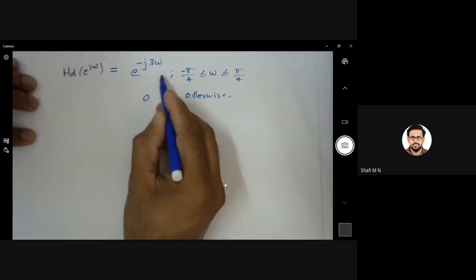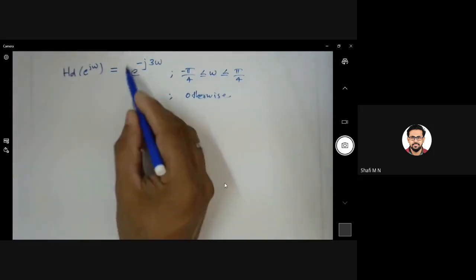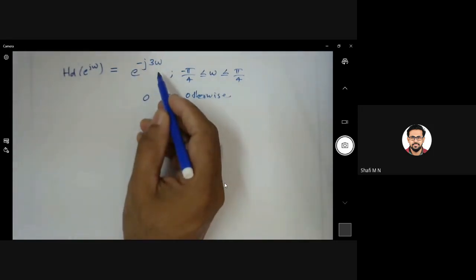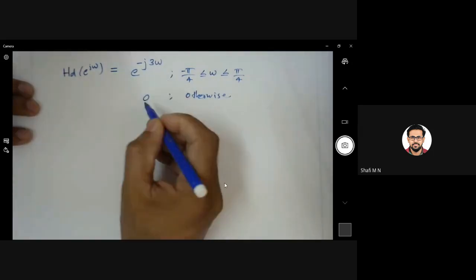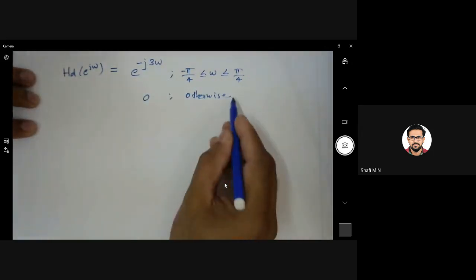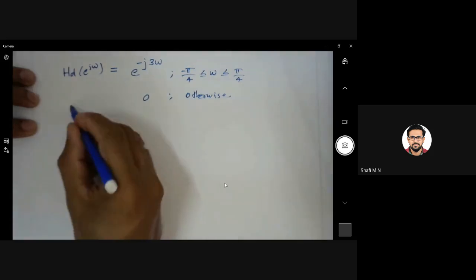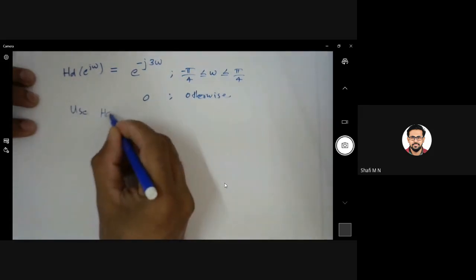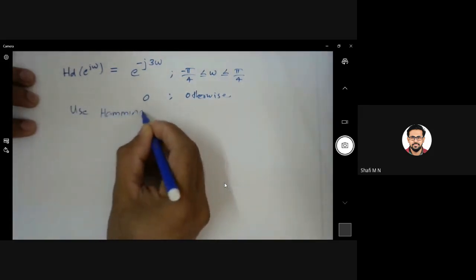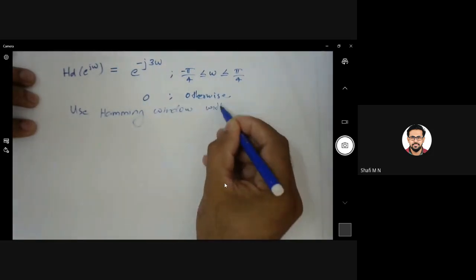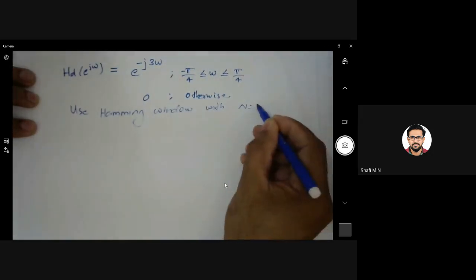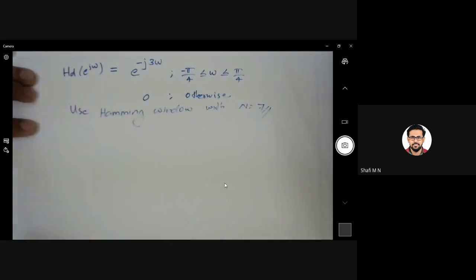So ഇവിടെ സ്പെഷ്യാലിറ്റി ഇതാണ്. ഇത്രയും നാൾ നമ്മൾ 1 ഇട്ടാണ് ചെയ്തത്. Now it is e raised to minus j3 omega. ഓക്കെ, ഇവിടെ 3 ആണെങ്കിൽ ഡെഫിനറ്റ്ലി n 7 ആയിട്ടായിരിക്കും പ്രോബ്ലം സോൾവ് ചെയ്യുക നമ്മൾ. സോ യു ഹാവ് ടു നോട്ട് ആയിട്ട് വേണമെങ്കിൽ എഴുതിക്കോ അവിടെ. Use Hamming window with capital N equal to 7. Use Hamming window of length 7. That's it.